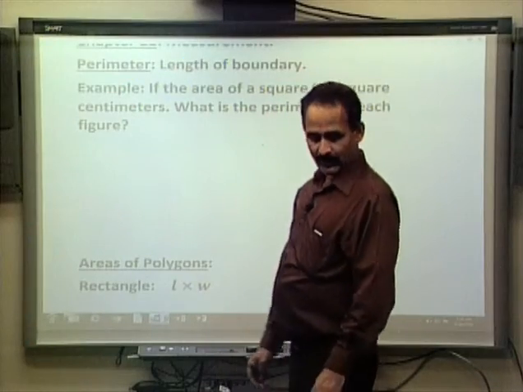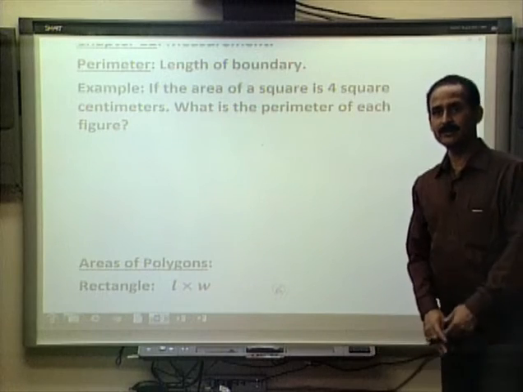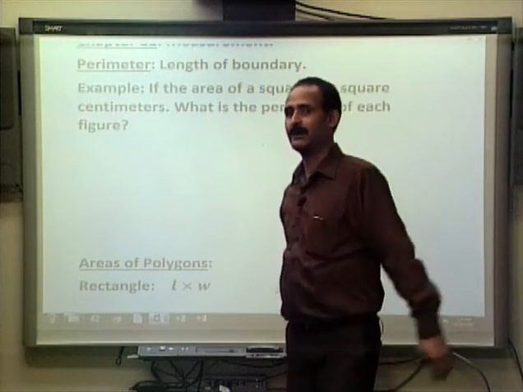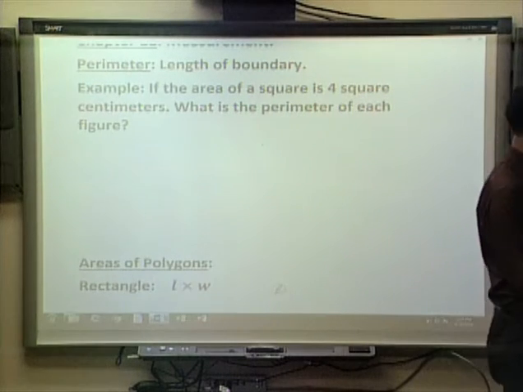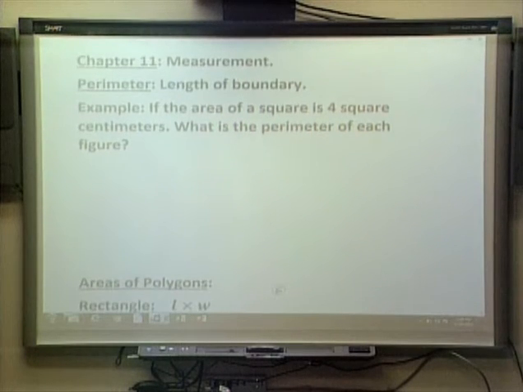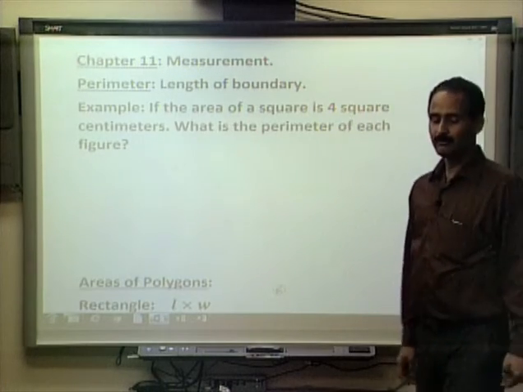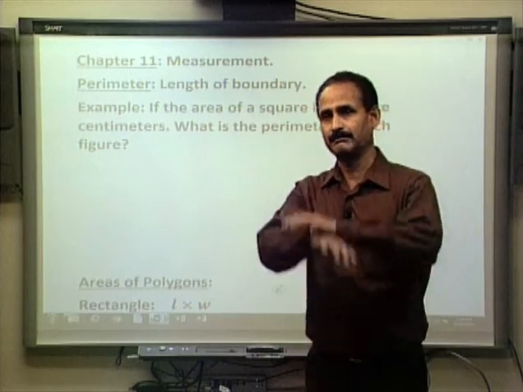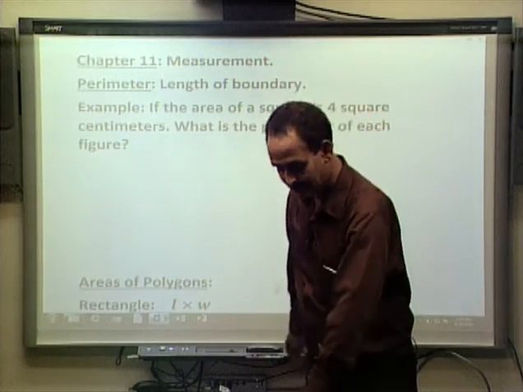All right, let's talk of measurement of perimeter and continue with the rest of the things. So, perimeter is nothing more than the length of a boundary of a plane region.